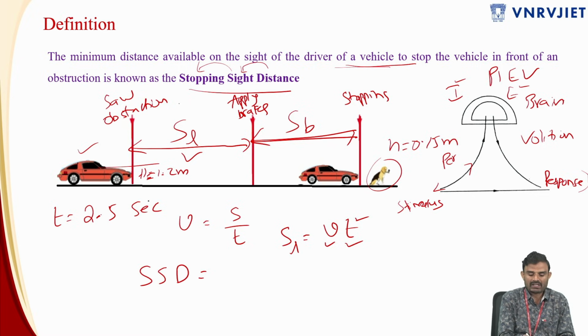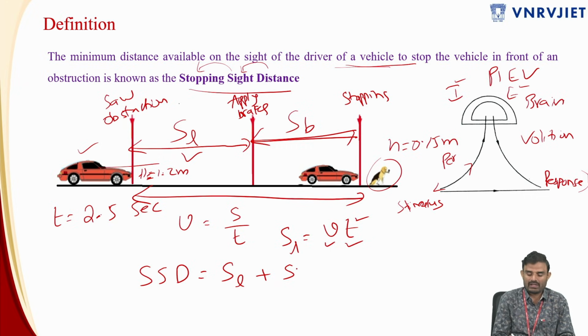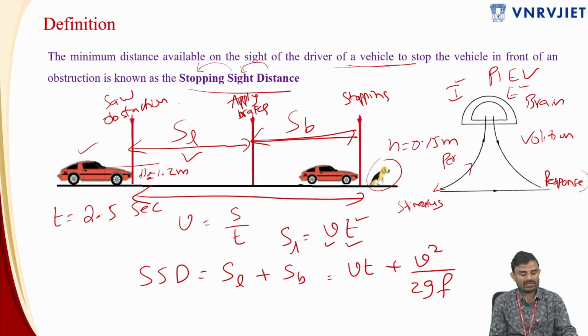This is the complete value of SSD, which accounts for both the lag distance and the braking distance: lag distance is equal to V t, plus braking distance is equal to V square by 2gf, where f is the longitudinal coefficient of friction and g is the acceleration due to gravity.